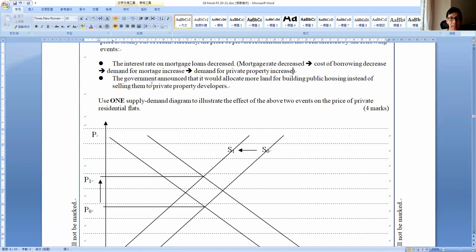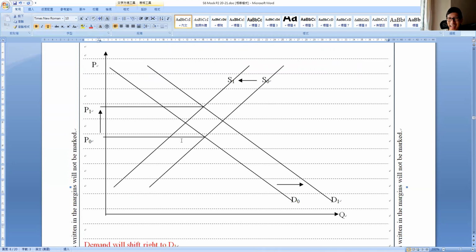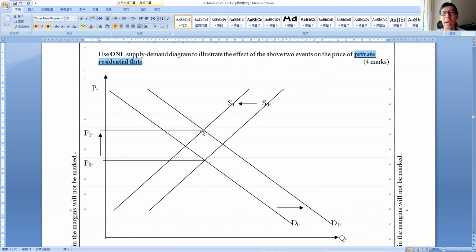On the other hand, the government announced that it would allocate more land for public housing instead of selling it to private property developers, right? So land for private housing decreases, and the supply decreases. There is not much land given to them, so it is hard to build flats. Therefore, supply of private housing would also decrease, meaning it drops from S0 to S1. Now therefore the price of private flats, we are talking about private property here, it would become like this. It actually becomes more expensive. Because of all this, it somehow turns out to be more expensive.